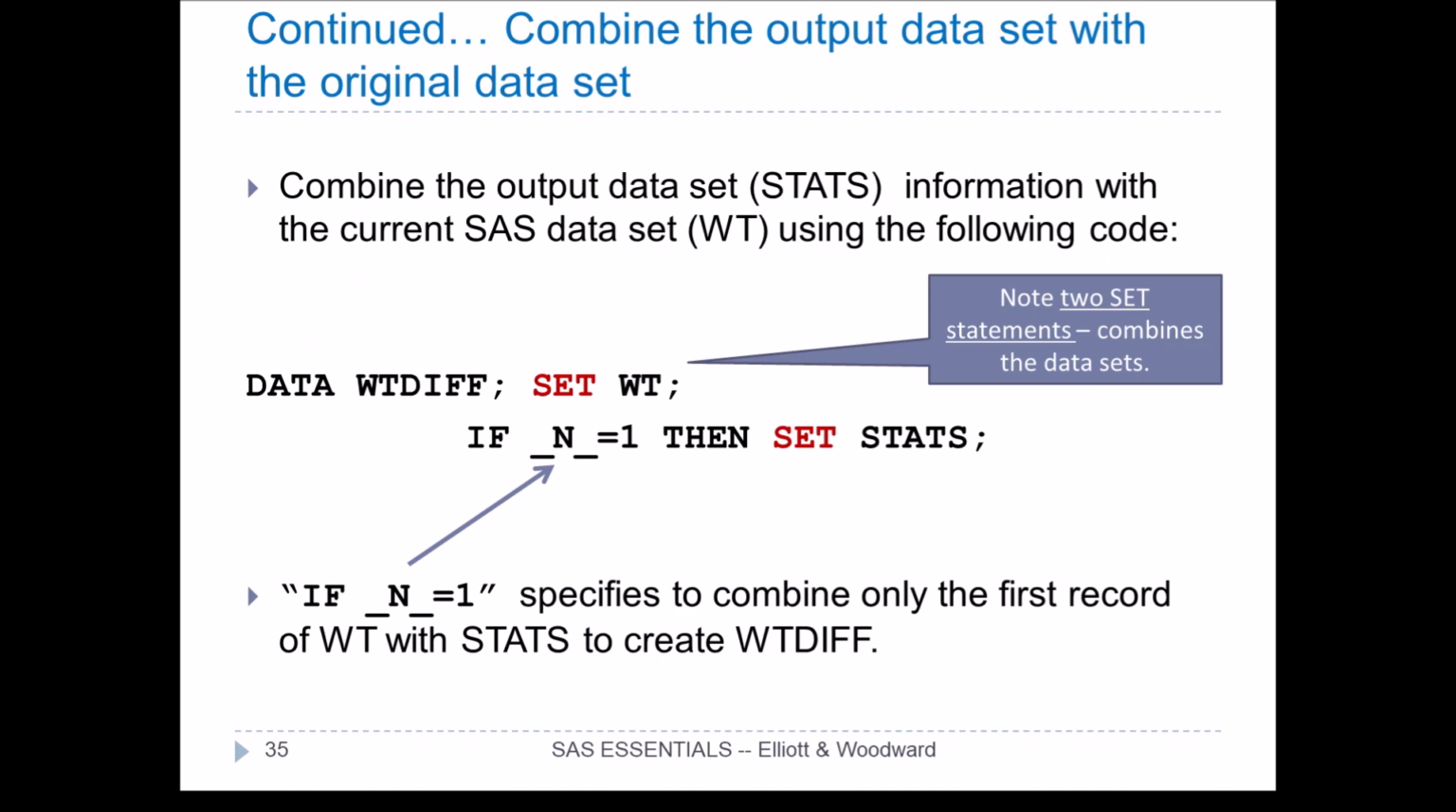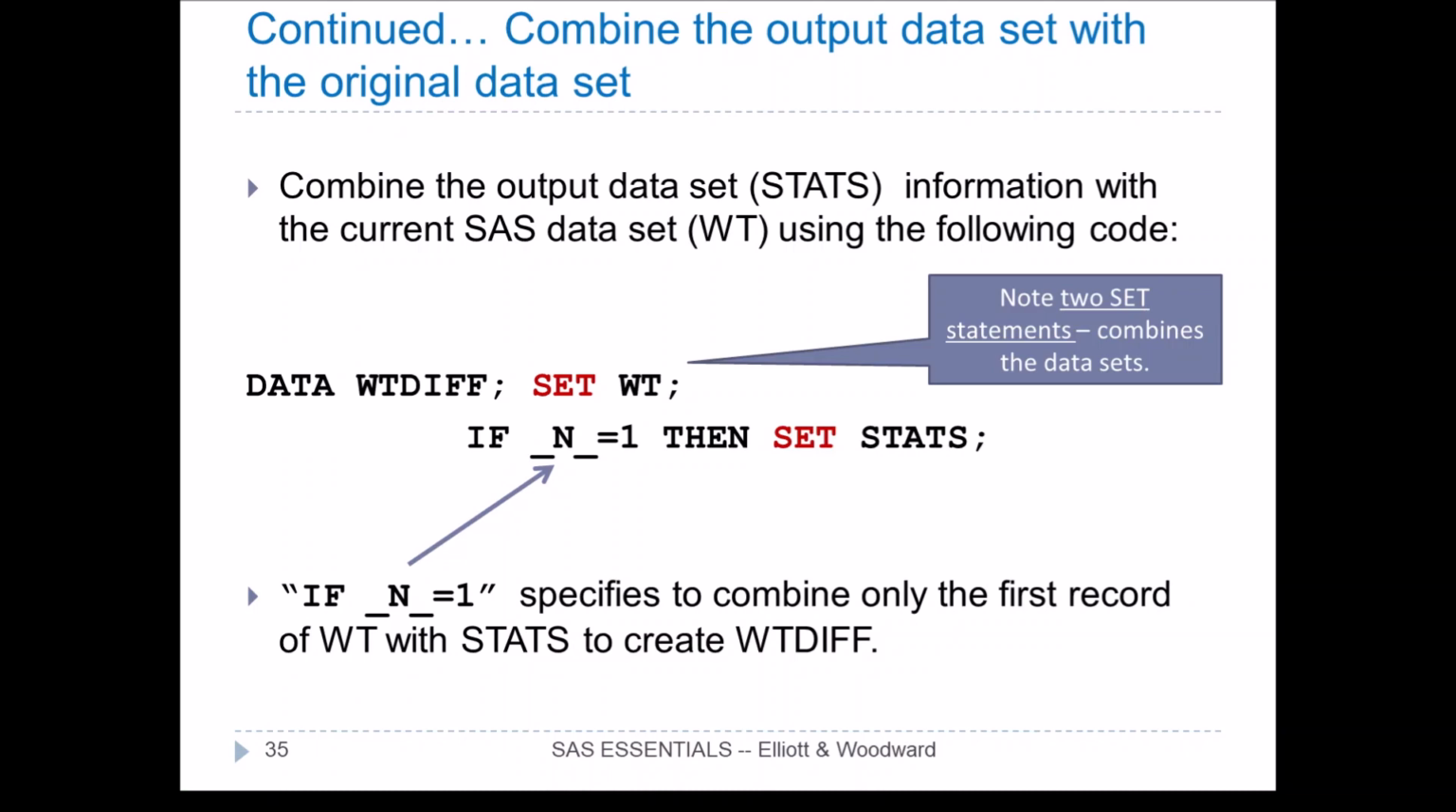Now, let's do something with that. We can combine the original data set, called WT, and the stats data set that contains the statistics using this procedure here, where we say weight diff. I'm going to create weight diff as a new data set from weight, which is my original data set, and then I'm going to use this command: if _n_ equal 1, then set equals stats.